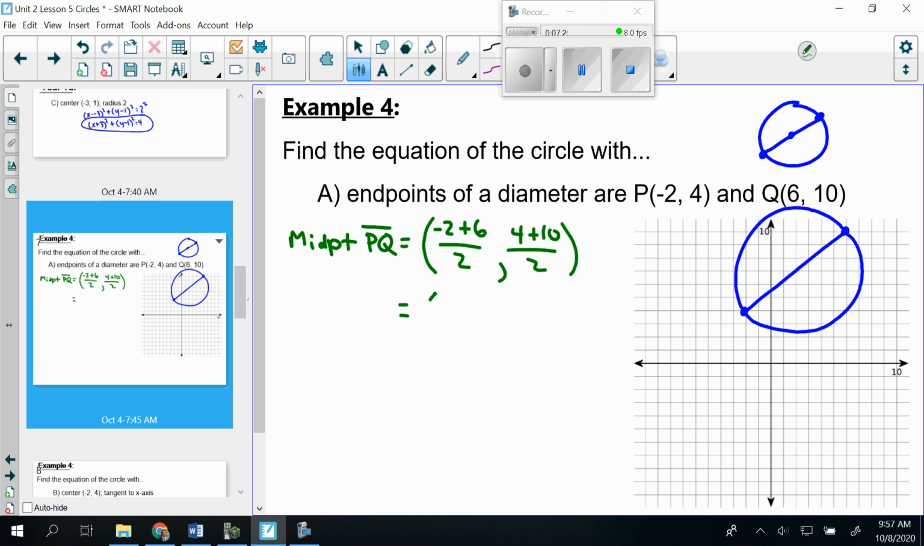So the middle here, if we add those up, it's 4. 4 divided by 2 is 2. 4 plus 10 is 14, divided by 2 is 7. So the point (2, 7) over here should be our center. So that's the center.